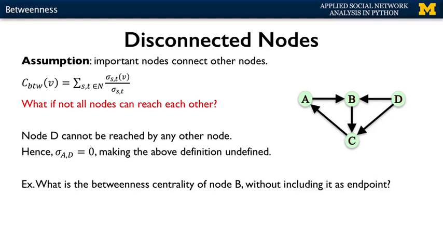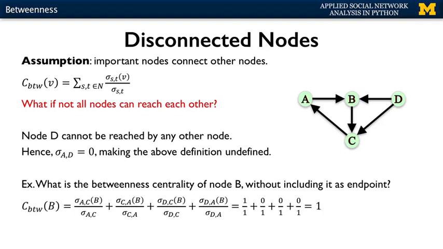So in this case, what is the betweenness centrality of node B? Let's say we're not including node B in the computation as one of the endpoints. Well, then we have to see which ones are the nodes that actually have at least one shortest path between them, and we'll use those in the computation. So AC has a shortest path, that's A, B, C, and B is involved in that, so that contributes 1.